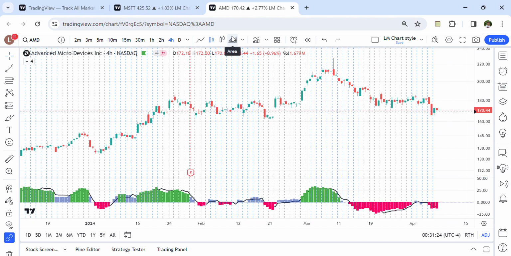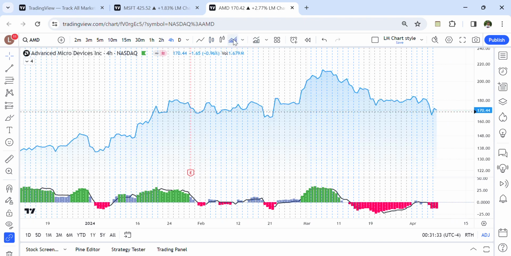Second is to draw a trend line. It is always better to use a line or area chart, so let's convert it into this, so that we don't have candlesticks, we have a total line pattern. Now this is our AMD stock, Advanced Micro Devices.